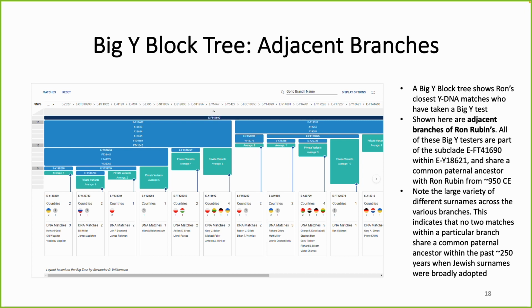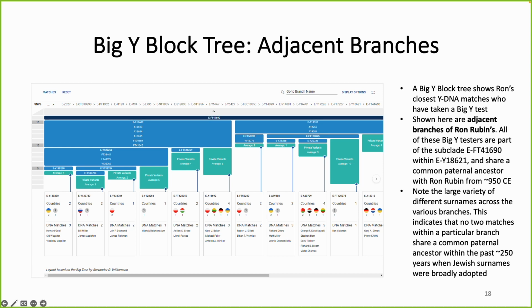So all these people mentioned here share a common ancestor from about, again, 1100 years ago or so, 1050 years ago. What you see here, though, is each of these sub-branches, for the most part, represent people with different surnames. So here, for example, I'll just read their names. These are, again, distant relatives, but Gary Baker, Michael Feller, Antonu Winkler. They all have different surnames.